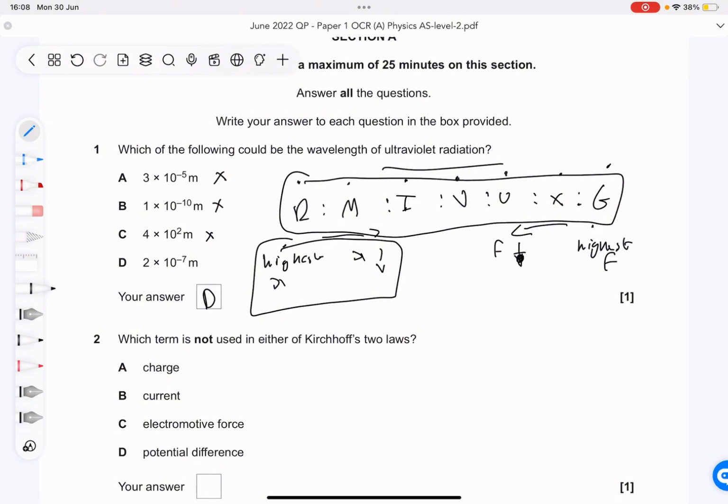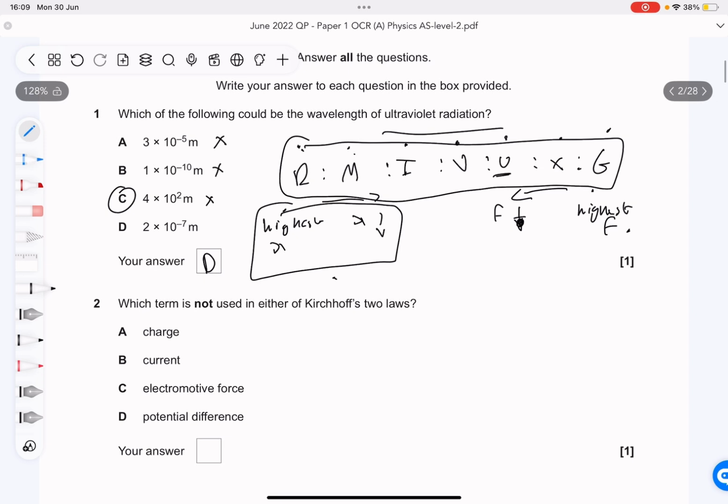Well, to use C as an example, 4 times 10 to the 2 is far too big to be an ultraviolet wave because that's somewhere on the left-hand side, perhaps radio or micro. So you can use your general knowledge of the spectrum, knowing that the highest wavelengths are here and the highest frequencies are here, to piece these questions together. However, before your exams, just make sure that you know the rough values of where things go, because if not, you'll be quite stuck. So that's question 1.